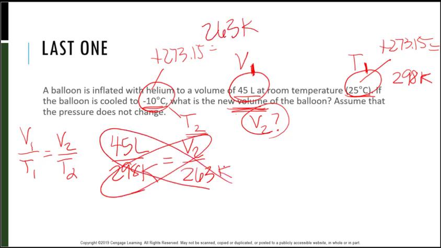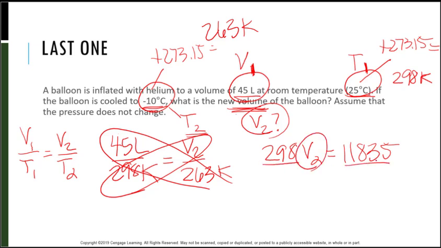Let's cross multiply to get 298 times V2 is equal to 45 times 263, which is 11,835. To get V2 by itself, I need to divide both sides by 298. That'll cancel that out, and it should give me 39.7, and we're looking at two significant figures. I'm going to round that up to 40 liters.